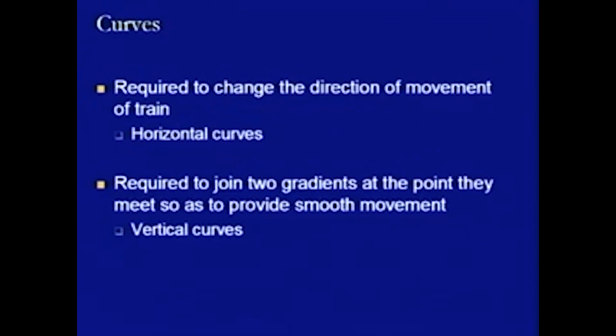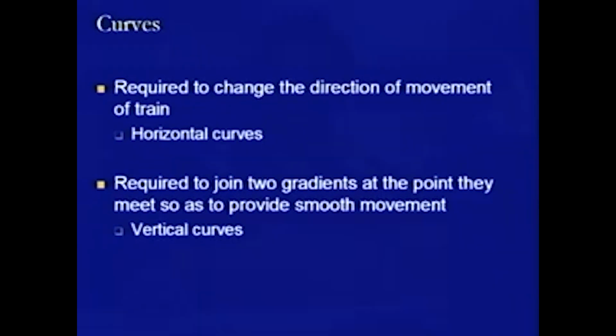Starting with the horizontal curves, first of all we define what is a curve. A curve is a device which is required to change the direction of movement of any moving object. When we are talking about this change in direction in the plan, then it is termed as horizontal curve. It is required to join 2 gradients at the points they meet so as to provide a smooth movement over those 2 gradients, then it is termed as vertical curve.